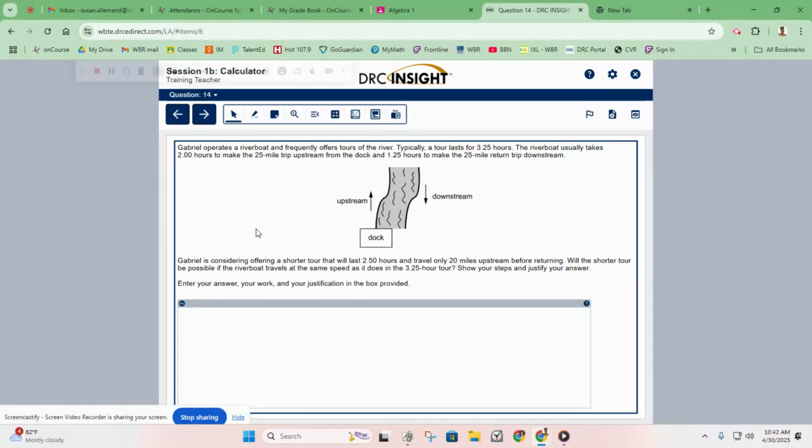Now, this is the situation that he's currently doing. The question is asking, it says he's considering offering a shorter tour that's only 2.5 hours and goes only 20 miles upstream before returning. Will the shorter tour be possible if the riverboat uses the same speed as it does in the original tour? Show your steps and justify your answer.